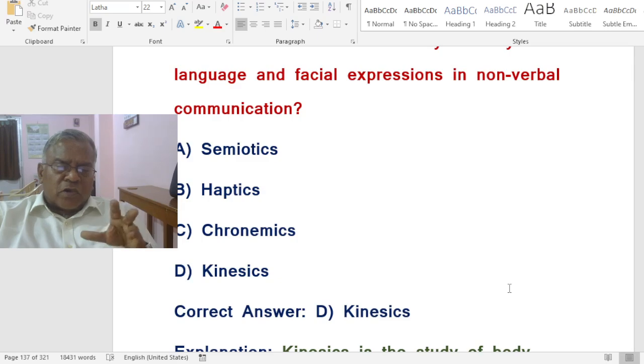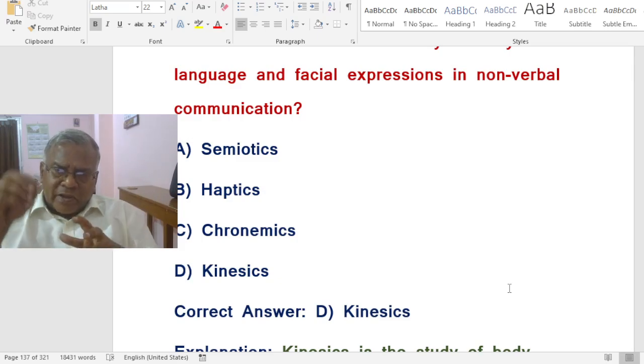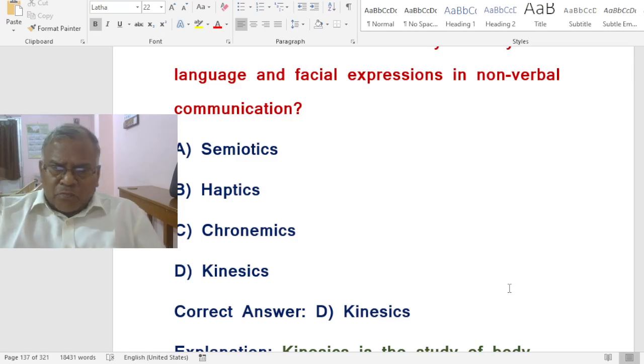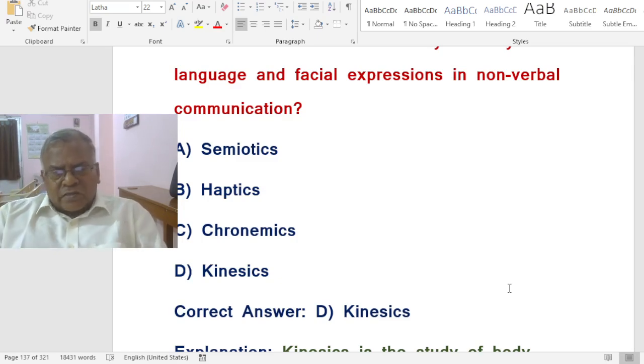Of course, there are four given: haptics, chronemics, kinesics, semiotics. You must know the meaning of it. Suppose it is not given in the question. What you can do is take semiotics. Certainly it is connected with communication. So what is the meaning of it? Get to know from the internet. Put what is semiotics in communication in the Google bar. You will get the answer. So likewise you have to study also.